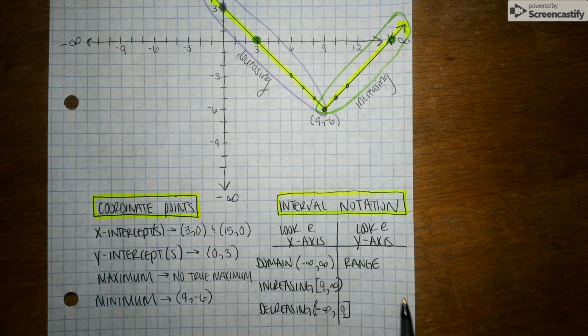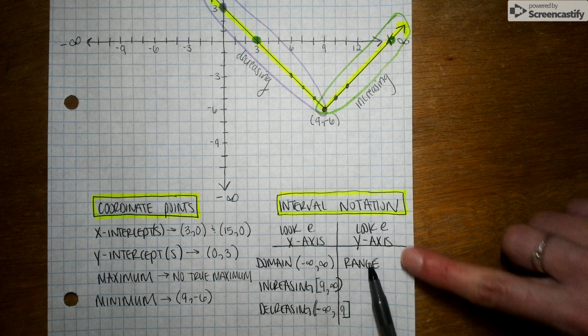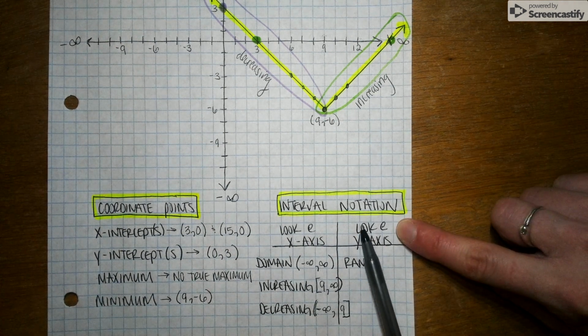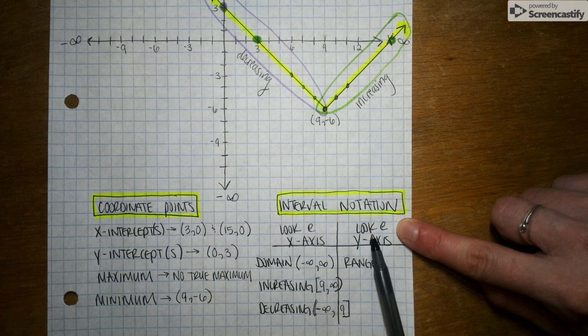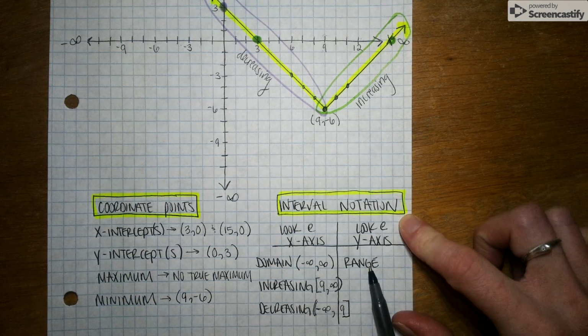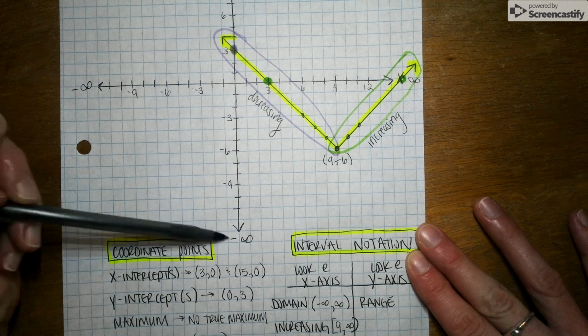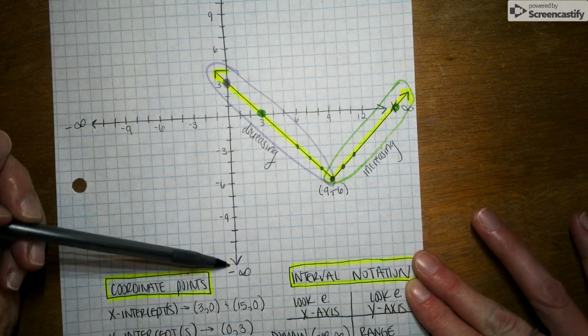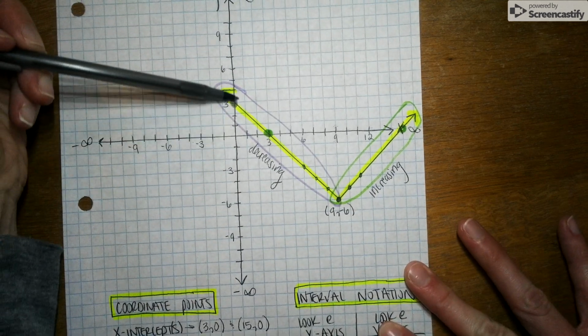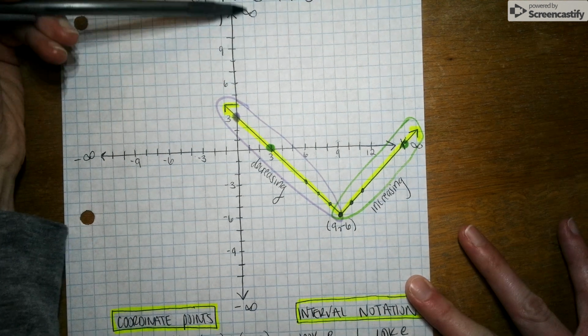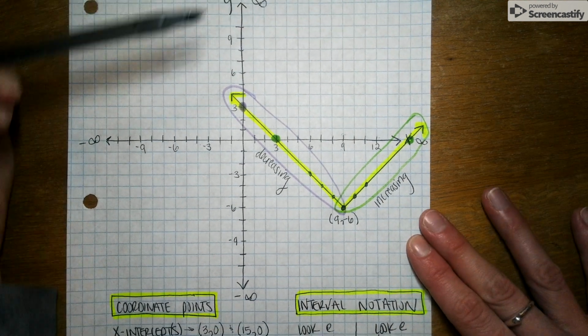Finally, the last key feature that we need to identify in this graph is the range. So again, as it says up here, this is where you need to focus your eyes on the y-axis. To determine my range, then, that means my eyes have to look from negative infinity, which is down here, all the way up to positive infinity, which is up here towards the top of my graph paper.